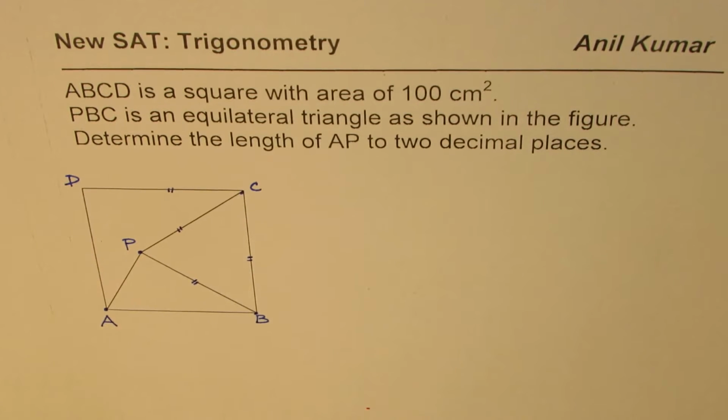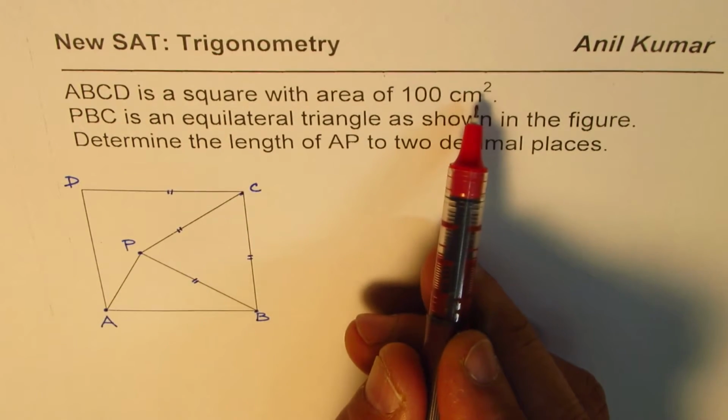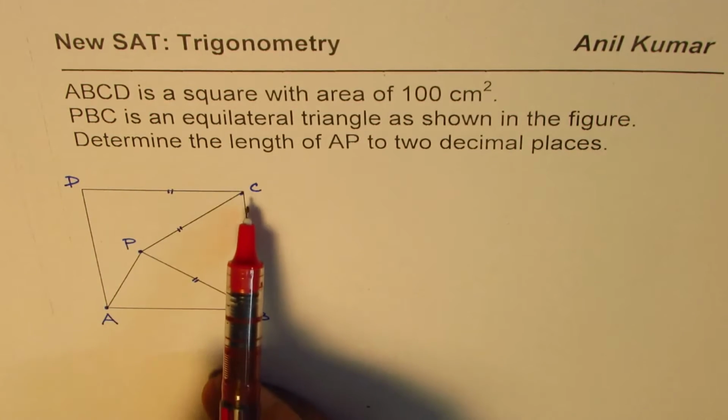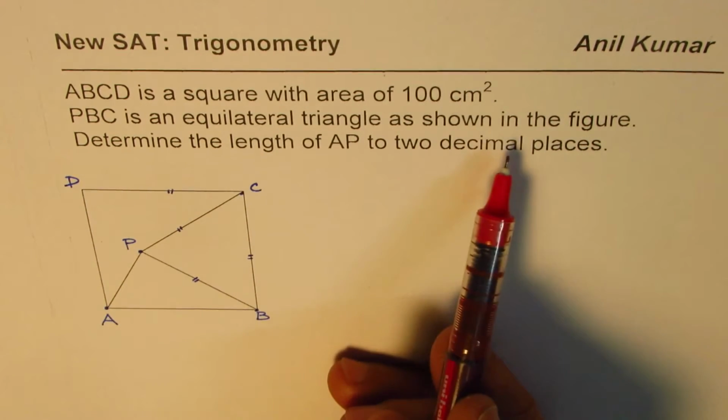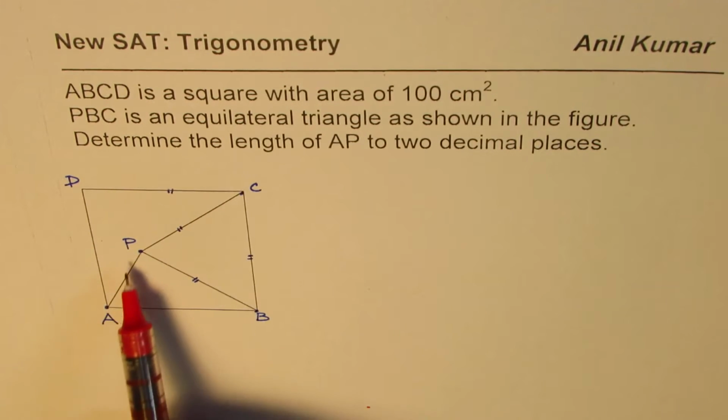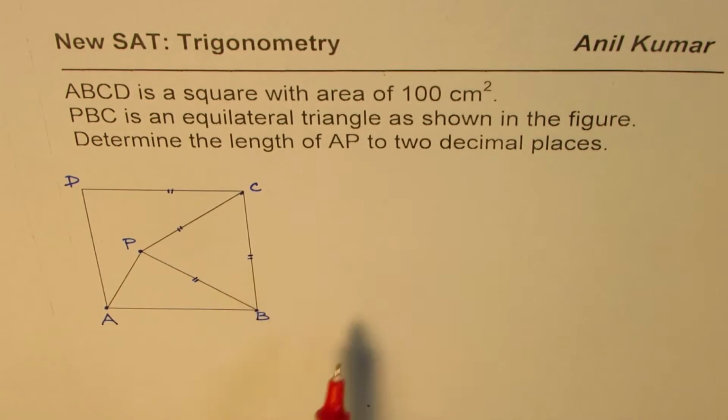The question here is, ABCD is a square with area of 100 centimeters square. PBC is an equilateral triangle as shown in the figure. Determine the length AP, this length, to 2 decimal places. That is the question for you.